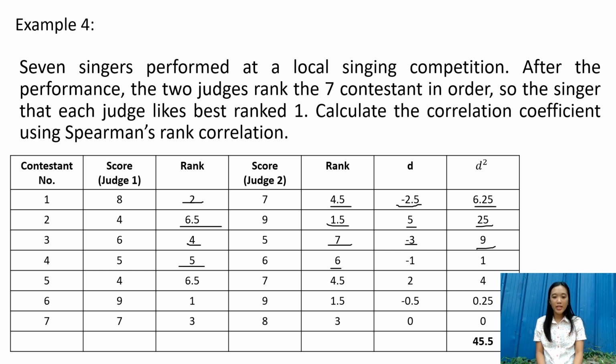5 minus 6 is equal to negative 1. Multiplied by itself becomes positive 1. Because we know that negative multiplied by negative becomes positive. 6.5 minus 4.5 is equal to 2. Multiplied by itself is 4. 1 minus 1.5 is equal to negative 0.5. Multiplied by itself is 0.25. 3 minus 3 is equal to 0. Multiplied by itself becomes 0.